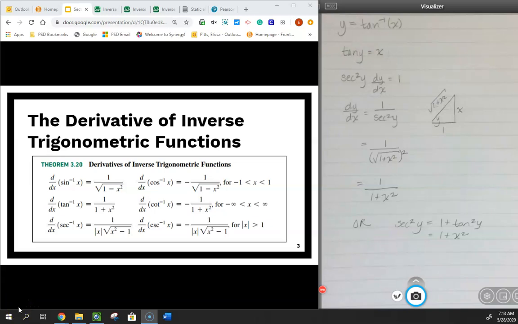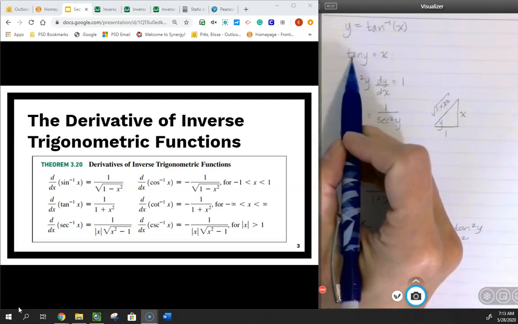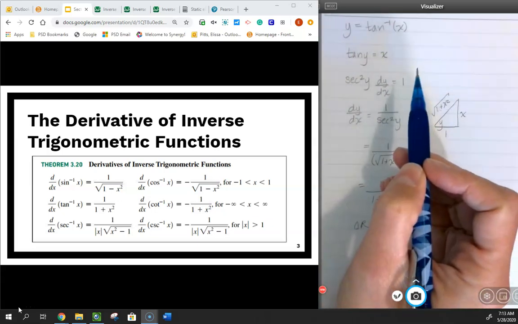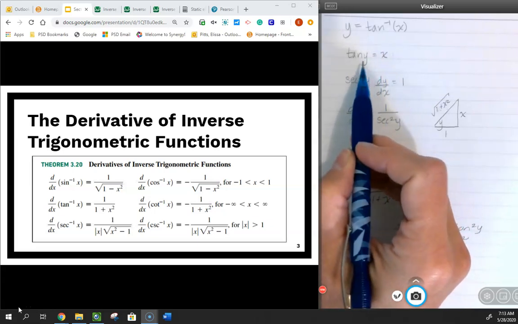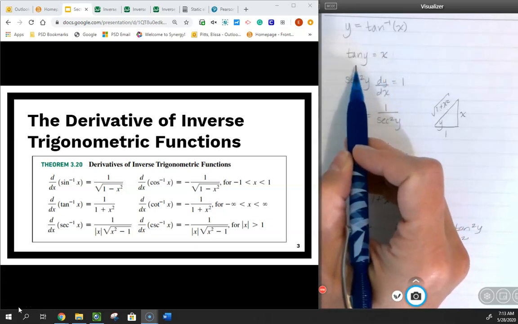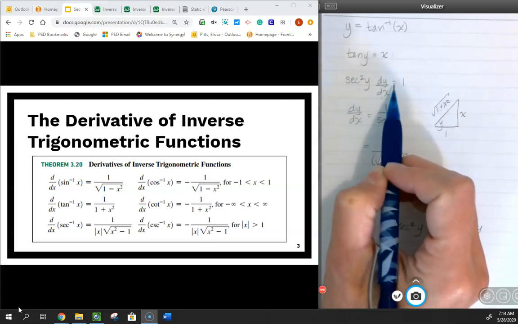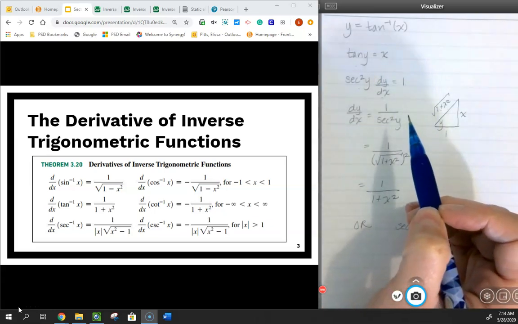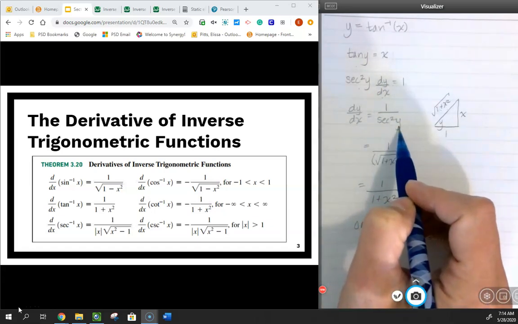We can do a similar process to find the derivative of y equals the inverse tangent of x. We rewrite this relationship as tangent of y is equal to x. We take the derivative of both sides of this with respect to x using implicit differentiation. So the derivative of tangent y is equal to secant squared y dy/dx, and that's equal to 1 because the derivative of x is equal to 1. Solve for dy/dx and I get 1 over secant squared y.